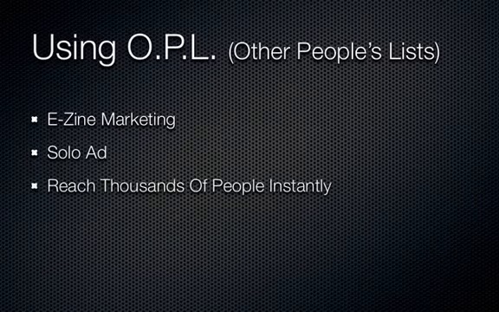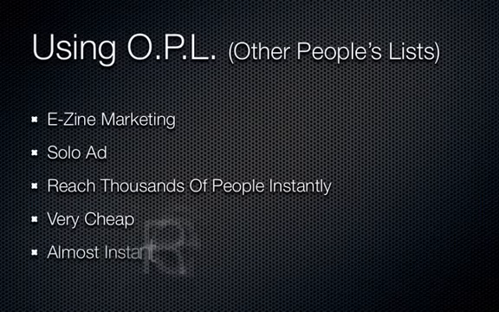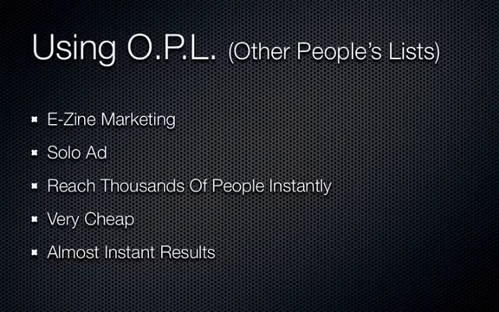So with e-zine solo ad marketing, we're going to reach thousands of people virtually instantly, with just a click of a mouse. It's very cheap, like I said, and most importantly, it gets you almost instant results. When I submit an e-zine solo ad, I start seeing results within about an hour, typically on average. So when you click that send button, about an hour later you start seeing traffic, people coming to your affiliate site, and then sales coming in right away. You don't have to wait days and days for that to work.